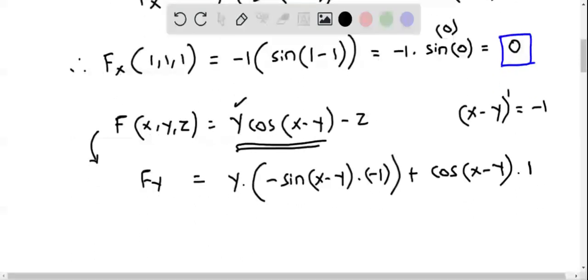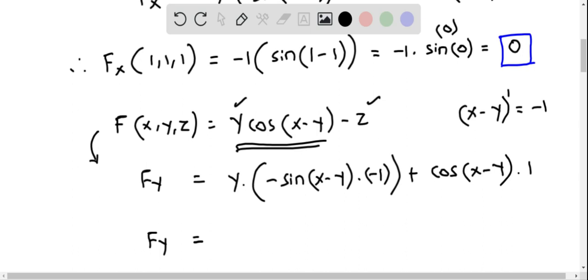So we have applied the product rule and found the derivative of this expression, that is y times cosine of x minus y. We then have this term negative z. Since we are differentiating partially with respect to y, this becomes 0. So let's put this in simplified form.